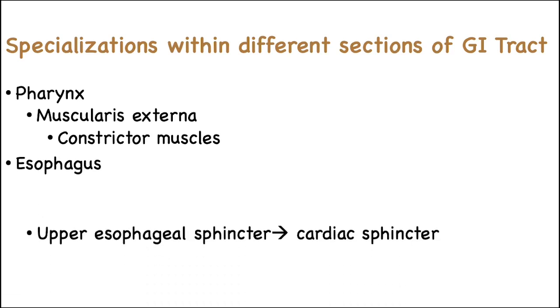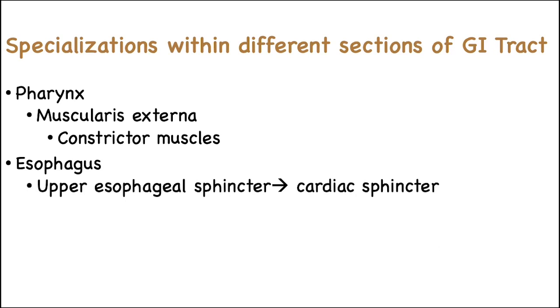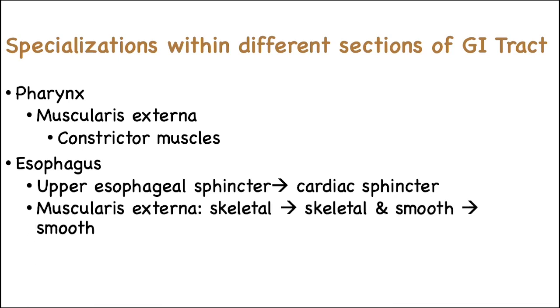The esophagus, which begins at the upper esophageal sphincter and ends at the cardiac sphincter, which is at the entrance into the stomach, also has modifications within the muscularis externa. The upper third of the muscularis externa in the esophagus consists of skeletal muscle, the middle third is a combination of skeletal and smooth muscle, and the lower third is smooth muscle.